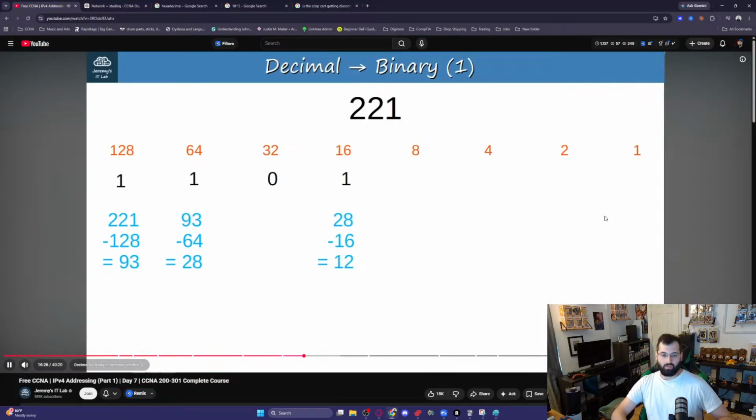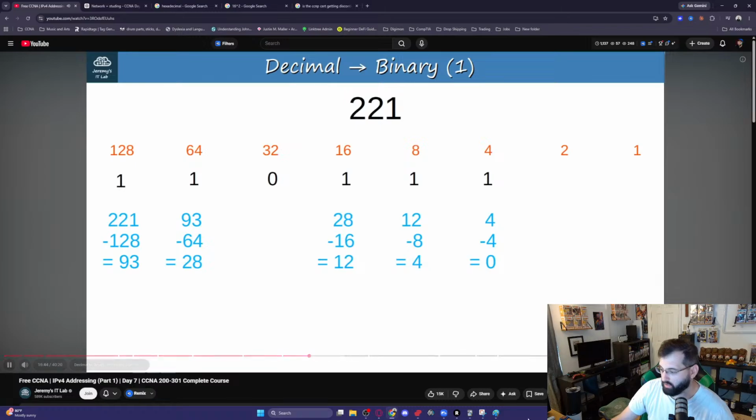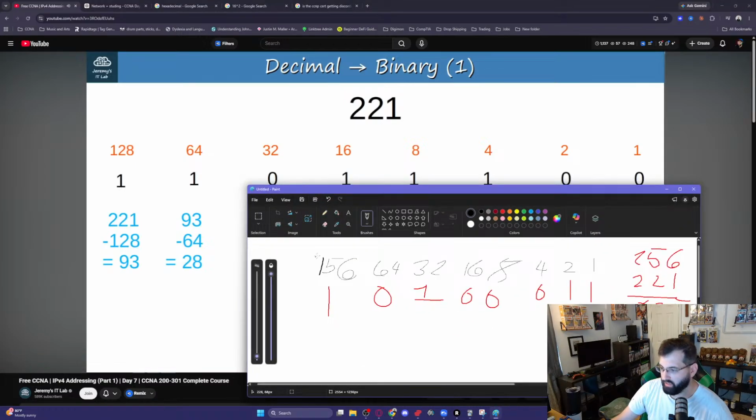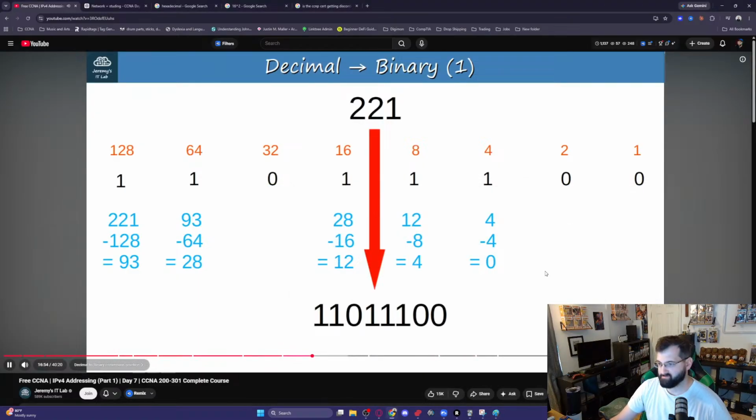Next, 16 is smaller than 28, so let's subtract 16 from 28. We are left with 12, and write a 1 under 16. Next is 8, and it's smaller than 12, so let's subtract 8 from 12, and write a 1 under 8. Next, subtract 4 from 4, and write a 1 under 4. We're left with 0, so we can't subtract any further. That means we can just write 0 under 2 and 1. So, there's our answer. Decimal 221 is equivalent to binary 11011100.